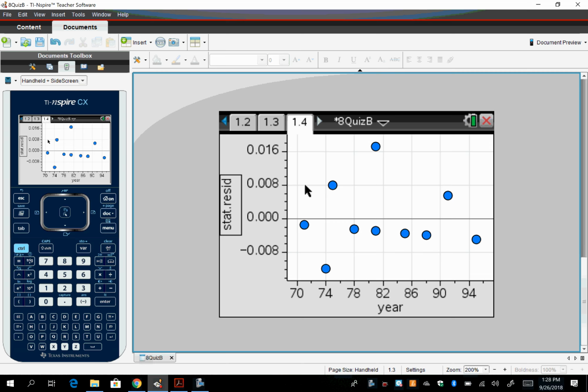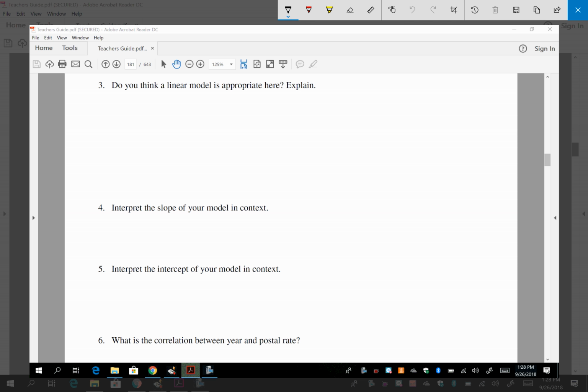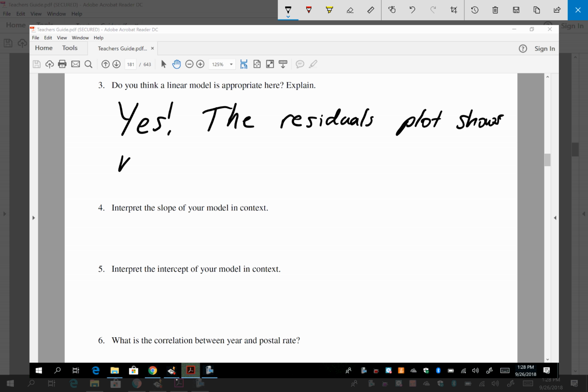There's no pattern. So when I write down my answer, I'm going to write down, yes, the residuals plot shows no pattern. Now, this is up to you. You guys might have different views on this than I do. And you can get full credit as long as you don't contradict yourself. So if you write, yes, the residuals plot shows a pattern, you've contradicted yourself. If you write, no, the residuals plot shows no pattern, you've contradicted yourself. So you'll get points off. But if you write, no, the residuals plot has a pattern, then you can still get full credit.